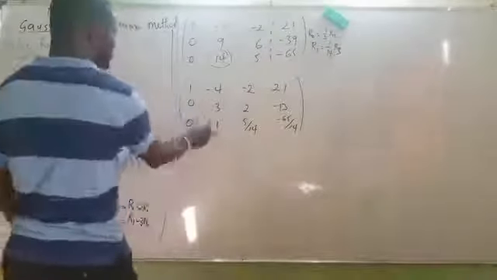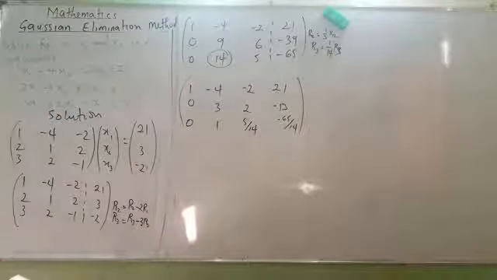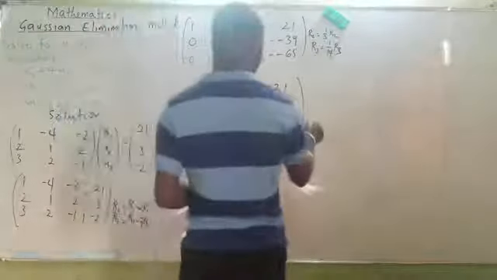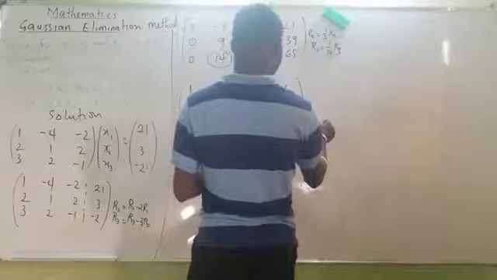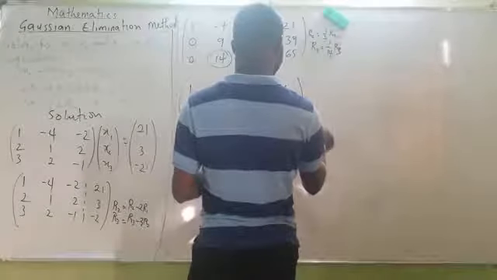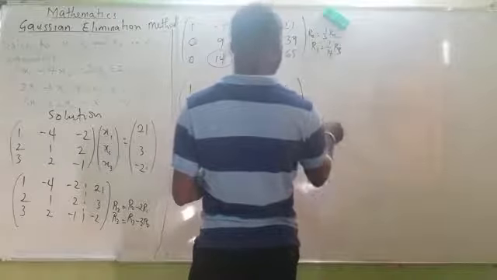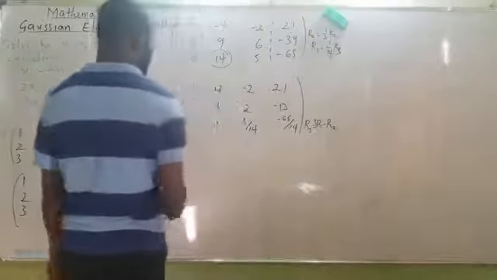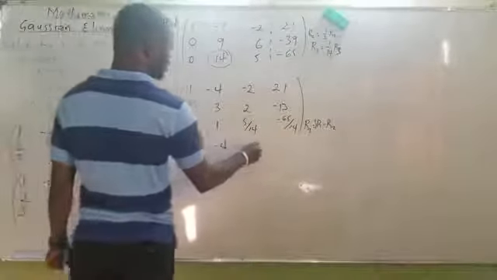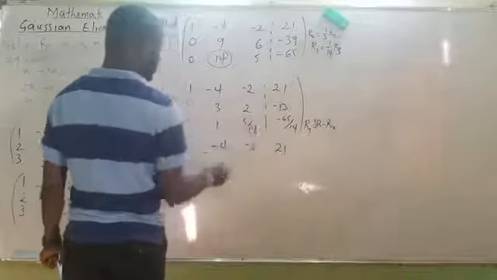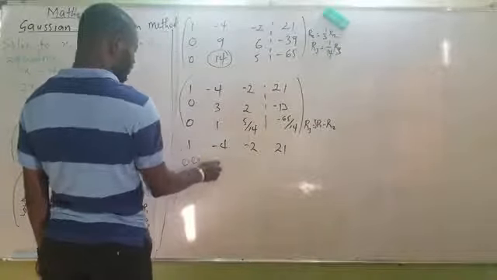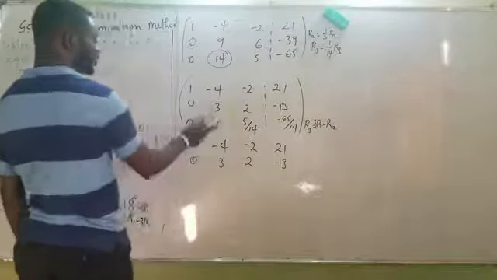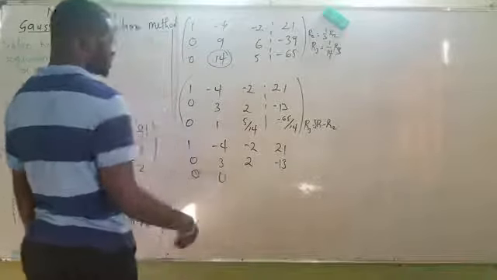Okay. Now, this can now be very easy for me to reduce. It means my R3 can be equals to R3 minus R2. Now, it means I'll be having 1 minus 4 minus 2, 21. Don't forget this argument, but it does not be necessary. I have 0, 3, 2, and minus 13 rather. Now, this is to be 0, 0. That is what I want to achieve.